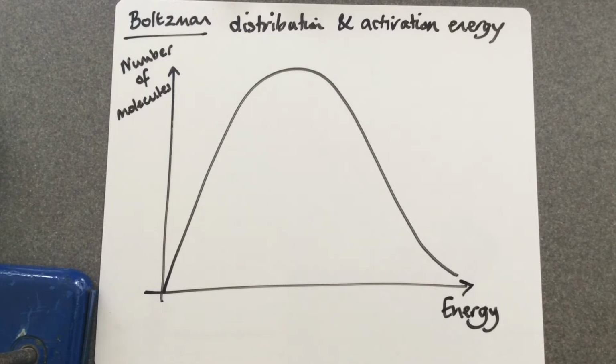It's a bit like shoe size. Some people have very, very small feet. Some people have very, very big feet. But most people have average size feet.